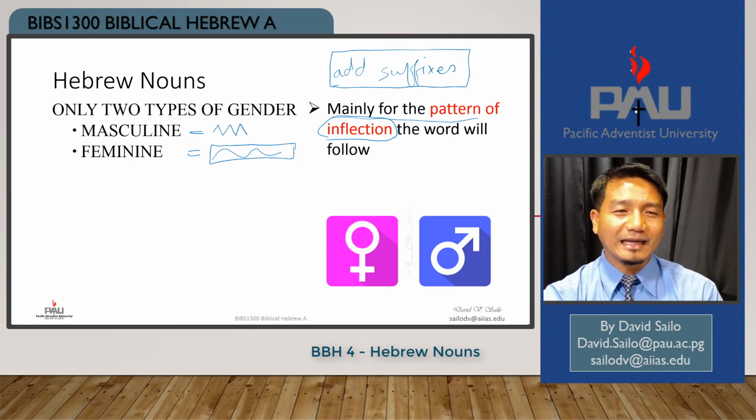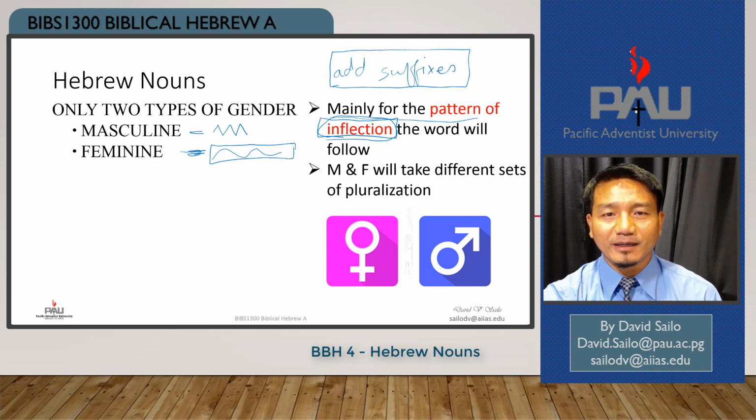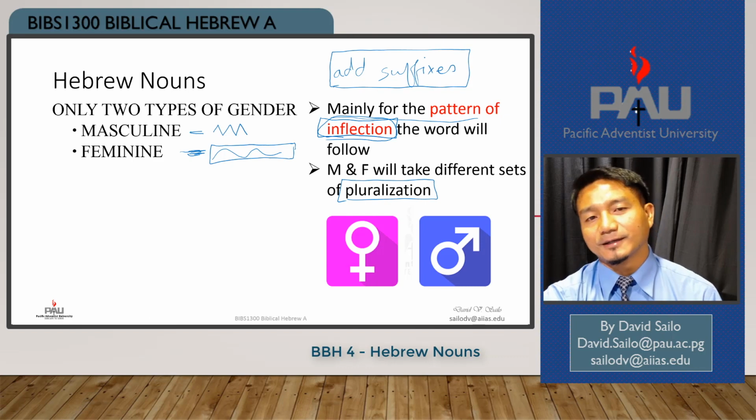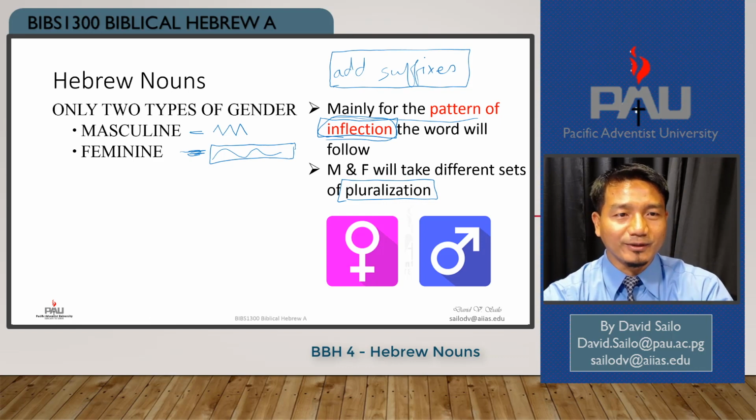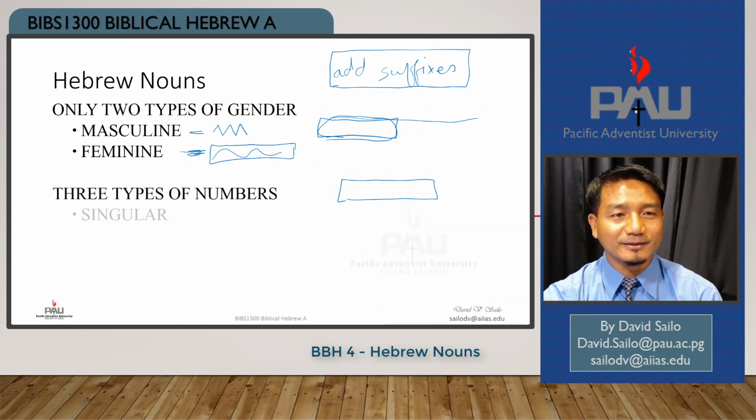You'll find that some masculine objects will follow a feminine pattern of pluralization or of inflection. So this is not really about the real gender. As we say, it's mainly for the pattern of inflection the word will follow. Masculine and feminine will take different sets of pluralization. So there is going to be a set of suffixes that we add to the noun to make it into a plural. That is the reason it is important.